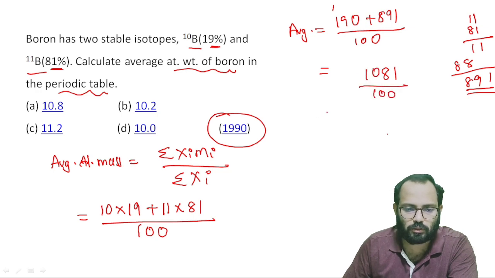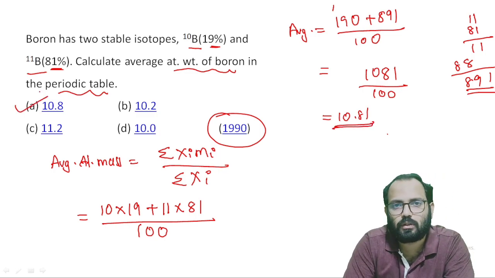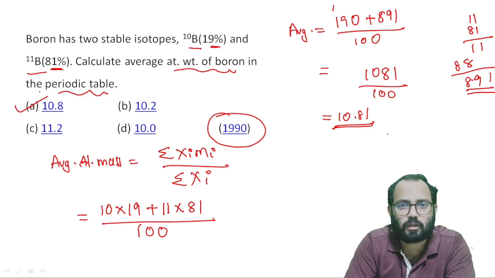1081 by 100. So average atomic mass is going to be 10.81. You got the option right here, the first option, 10.8. This is how you have to find out the average atomic mass.